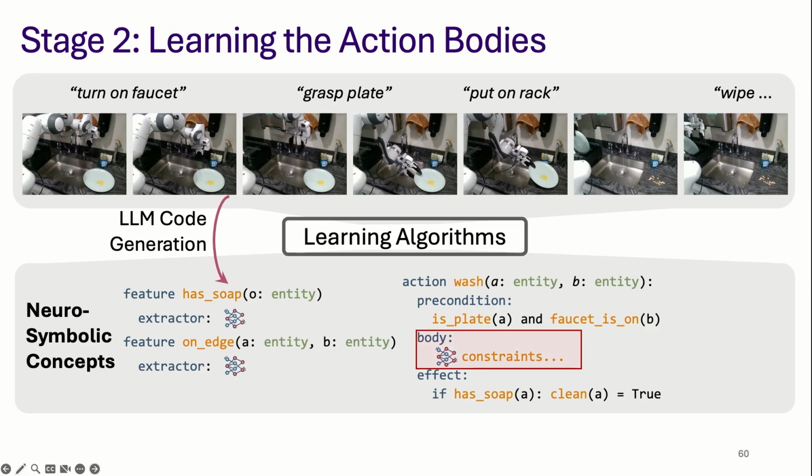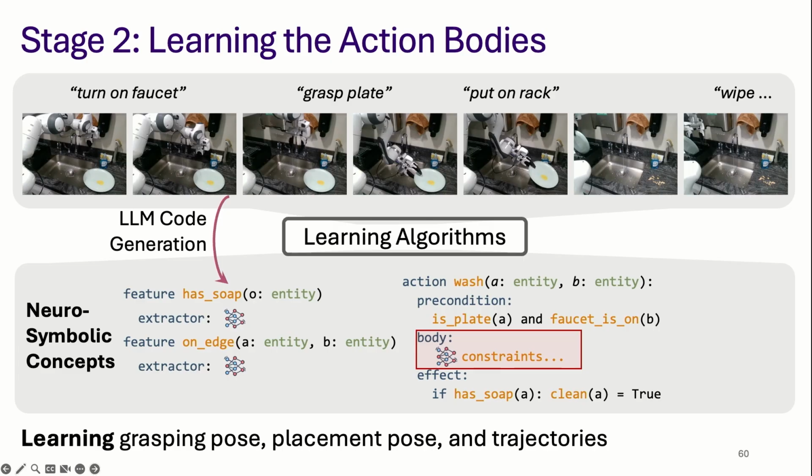So again, we do that in 2 steps. The first step is we learn the action body part. Basically, what are the constraints we need to satisfy? Using the set of methods we talked about before, identifying the contact happening between different objects, learning the corresponding grasping pose if the contact is between the robot arm and the object, and also the placement pose if the contact is happening between the object and another object. And then in some cases also trajectories, like a trajectory for turning on the faucet, for example.